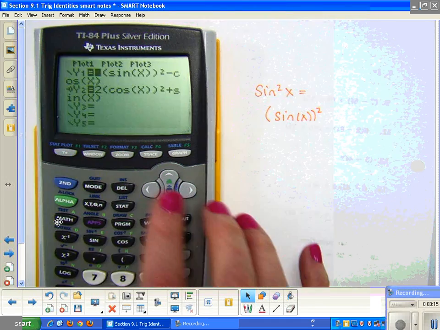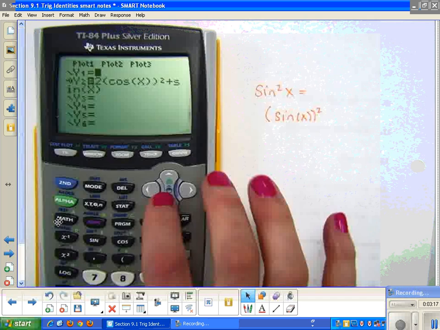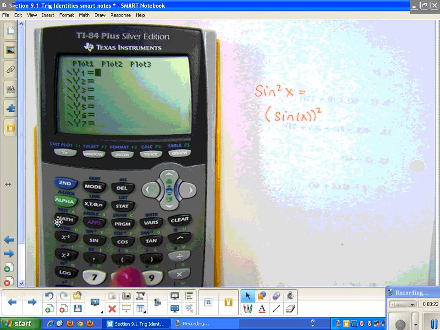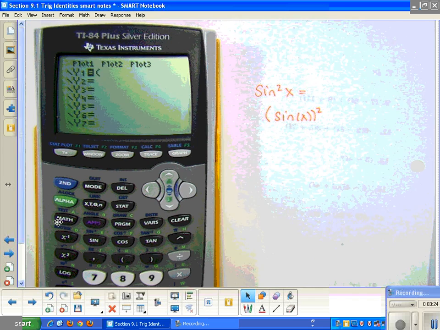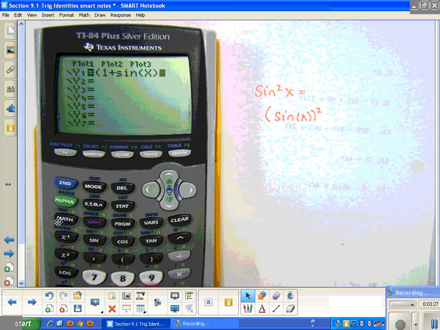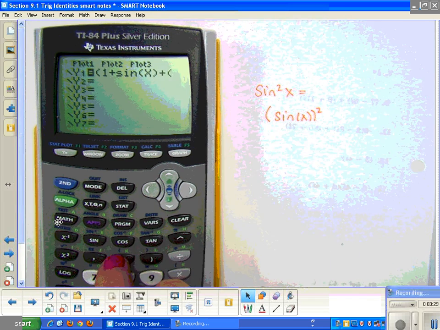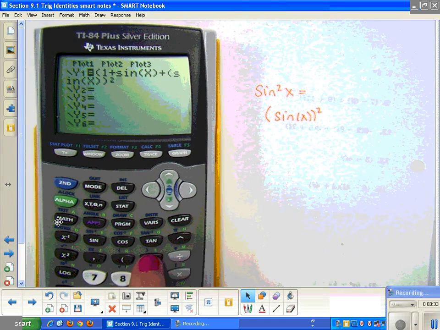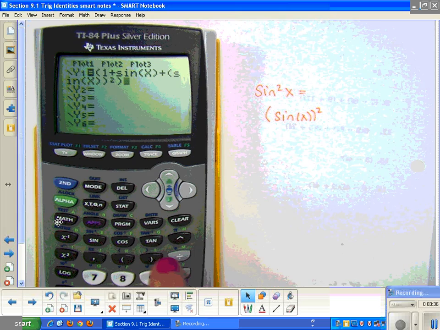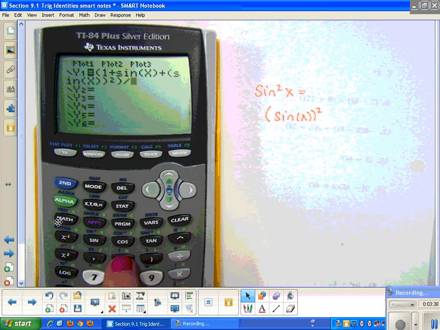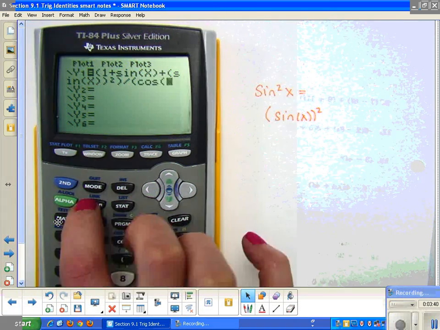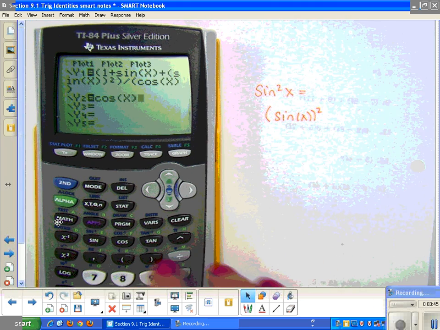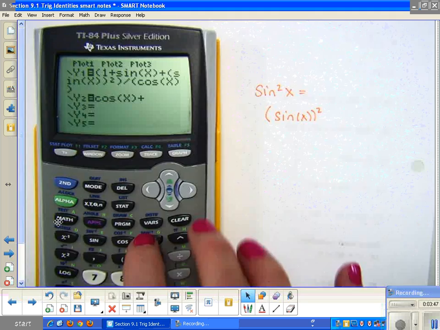So let's go to the second example. For the second example, I have something being divided, so you want to put everything in the numerator in parentheses. So 1 plus sine x, and then plus parenthesis sine x close parentheses squared, and then we have to close everything in parentheses again, divided by, and if it helps, put the denominator in parentheses, cosine of x. And then in y2, we have cosine x plus tangent x.